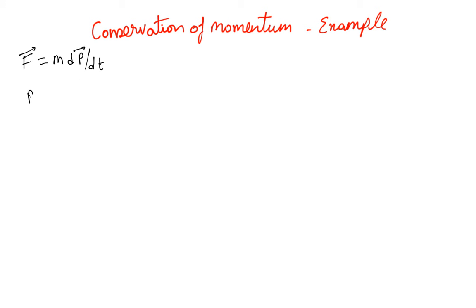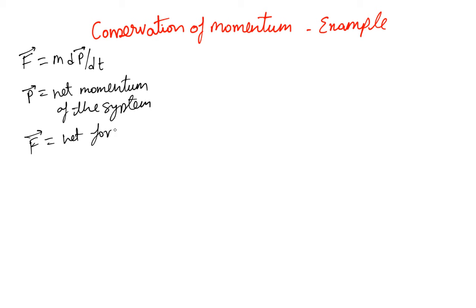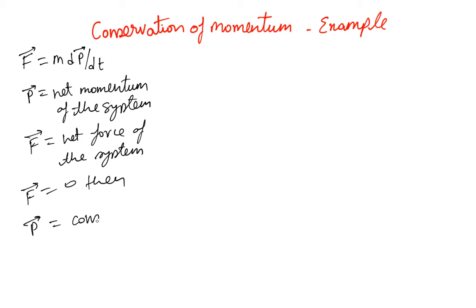is equal to the force applied, where P is the net momentum of the system and F is the net force on the system. And we also said that if F is 0, then P is conserved. By conserved we mean that it remains constant.